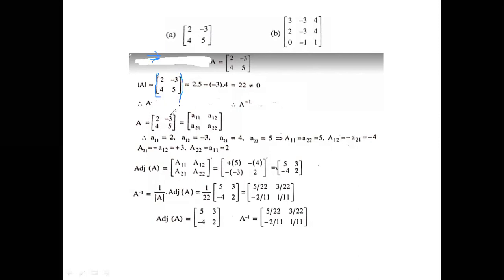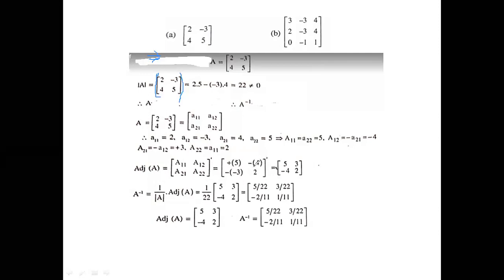And cofactor of minus 3 is 4. And cofactor of 4 is minus 3. And cofactor of 5 is 2. And cofactor of 2 is found in this way. We cancel out this column and this row. What remains? 5. So 5 is the cofactor of 2. And the sign will change in this way: plus, minus, plus, minus. So 5 is the cofactor of 2.